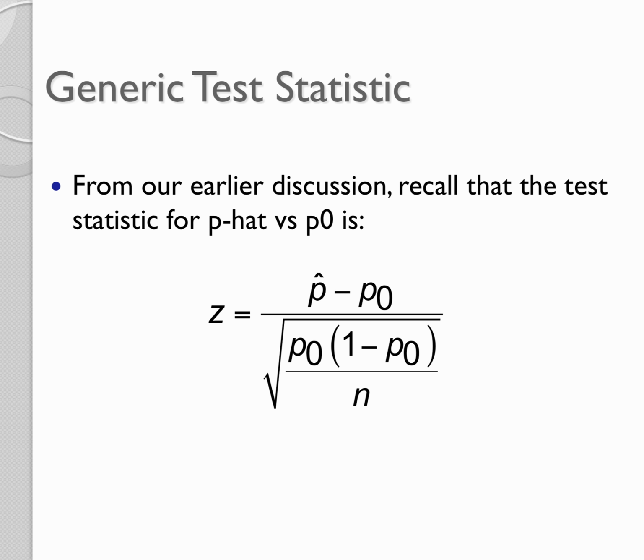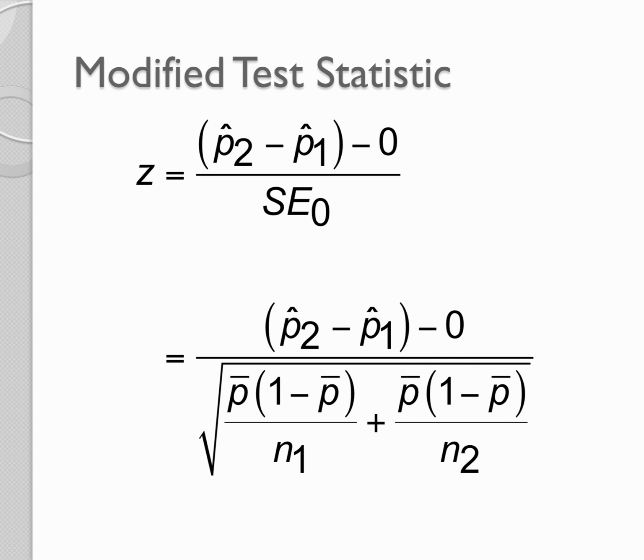If you remember our generic test statistic from p hat versus p naught in the one sample case, this is what z looked like. We can modify that for P2 and P1. Notice here we have P2 minus P1, so P2 would be our ECMO group, and P1 would be our conventional group. We're going to compare that to 0. So just like we had P hat minus P naught, in this case, we're creating a difference between the P hats and comparing it to a P naught, or an assumed difference of 0.